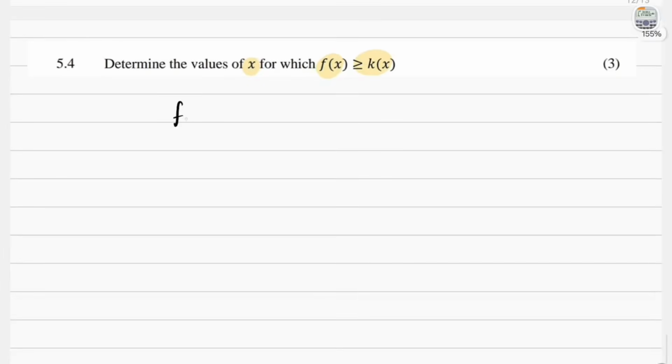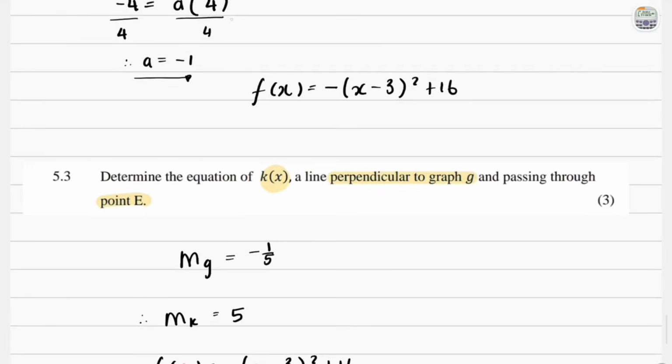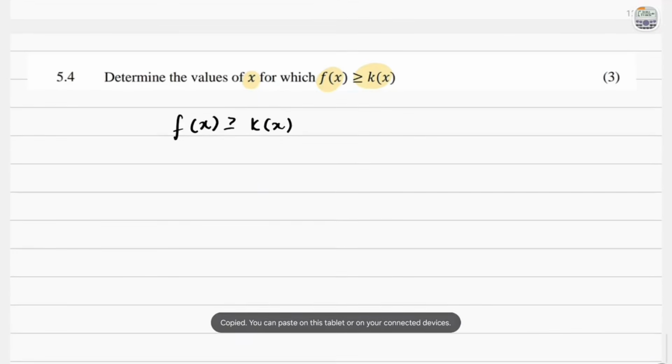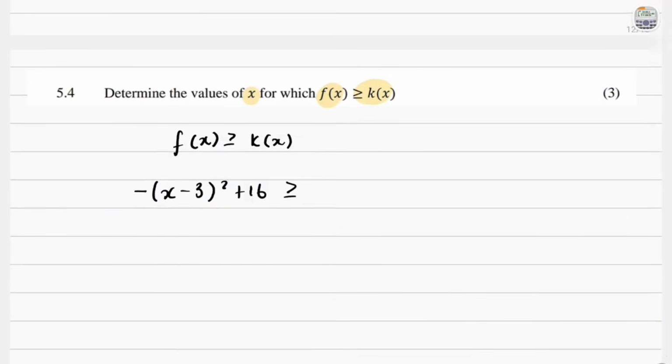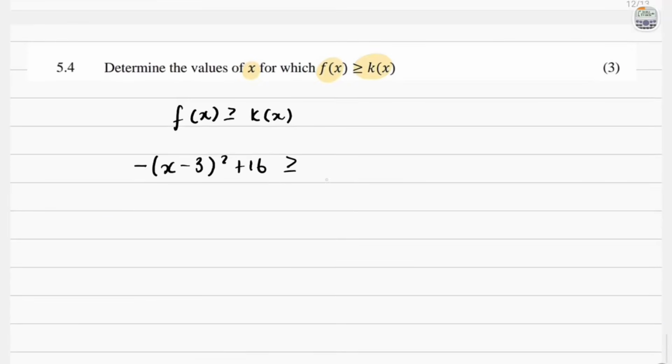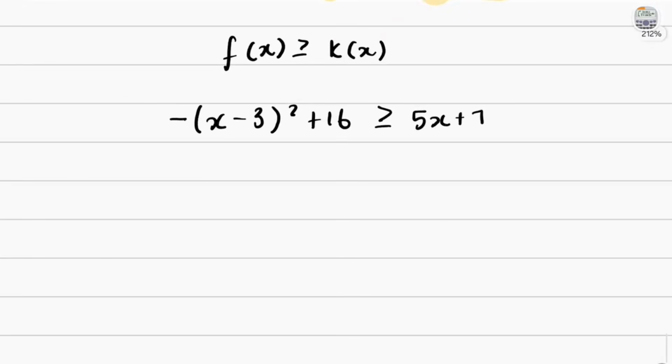So we're going to just say, where is f of x greater than or equal to k of x? And we know that the equation of f of x is this. So we're going to take this equation and substitute here, and we'll say, where is it greater than or equal to? And we know that this is 5x plus 7. So 5x plus 7. And let's solve for this inequality.